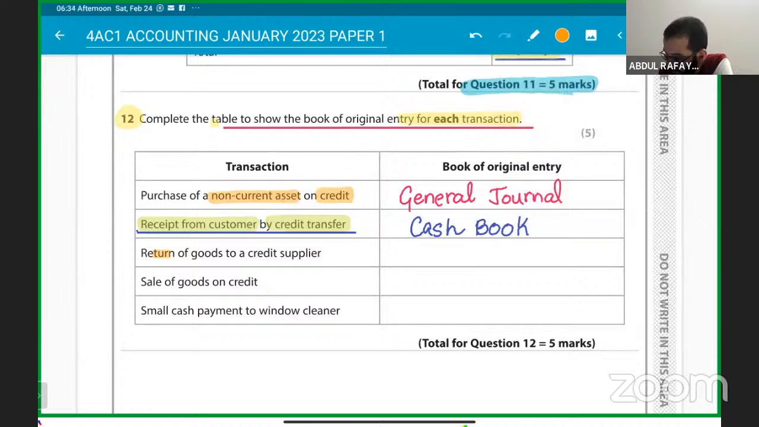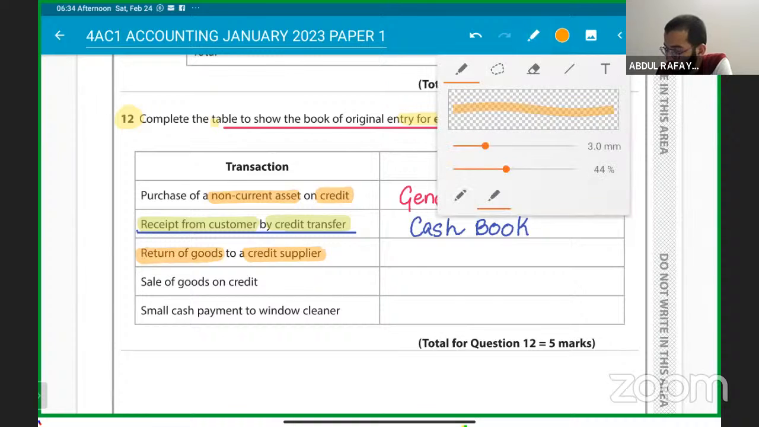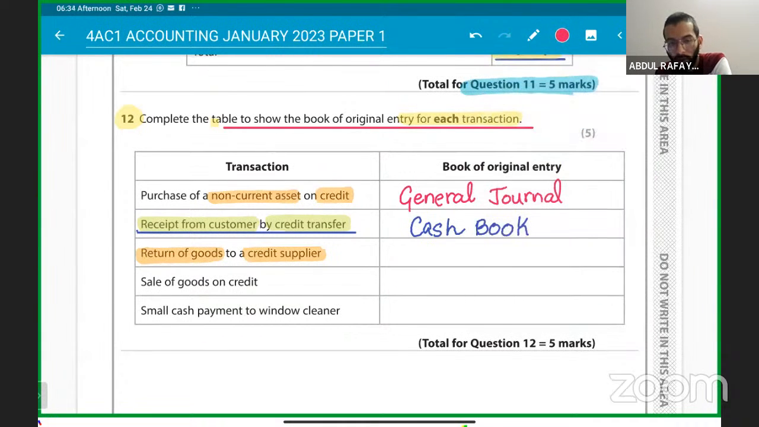So we have return of goods to a credit supplier. Now the return of goods to a credit supplier is basically that we are returning goods to a supplier. So it will be the return outwards journal, or purchase return day book, purchases return journal, or purchases return. Are you getting it? Purchases return journal, return outwards. All these names are okay.